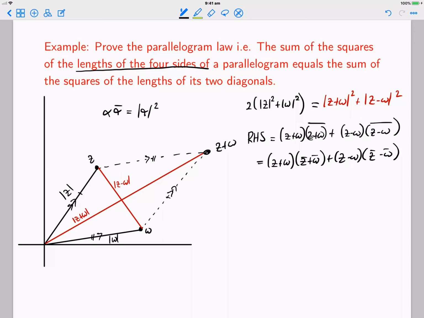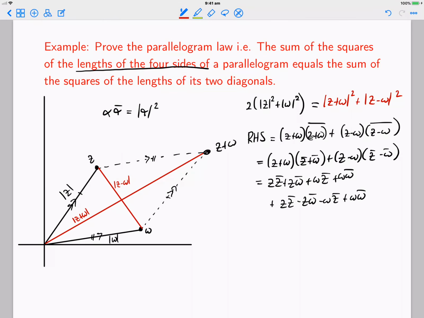And now what I do is I just expand brackets. So if I expand the first bracket, ZZ conjugate plus ZW conjugate plus WZ conjugate plus WW conjugate. That was the first couple. Then if I expand the second couple of brackets, I get ZZ conjugate minus ZW conjugate minus WZ conjugate plus WW conjugate. And you can see that some nice cancellation occurs.